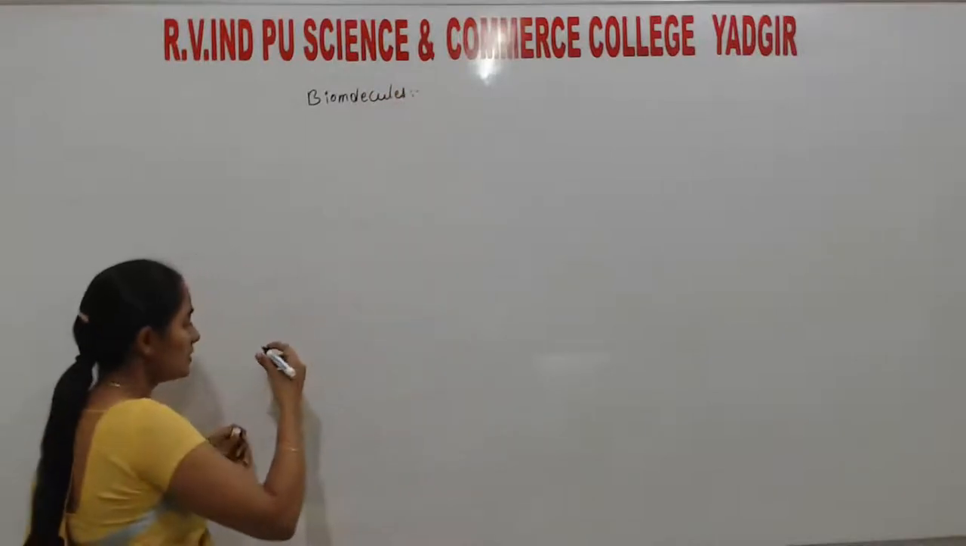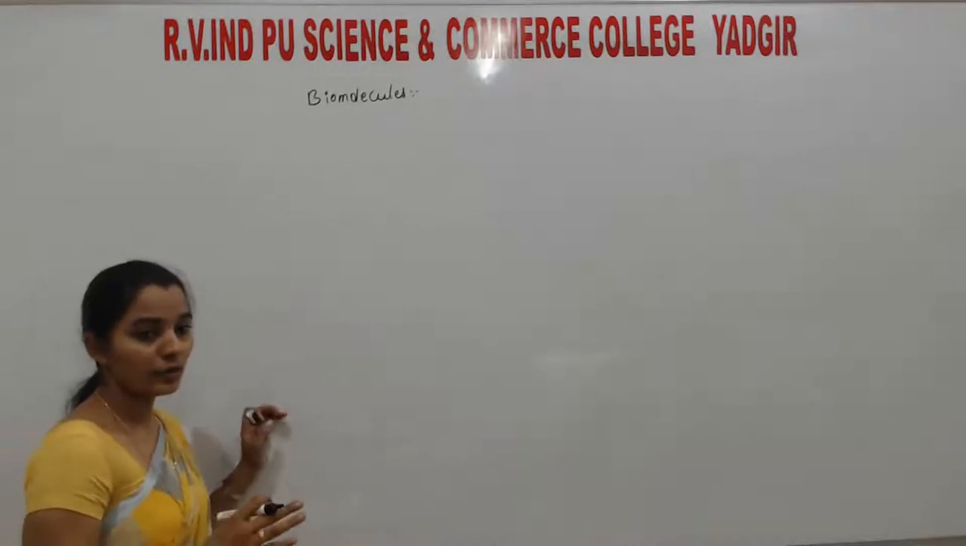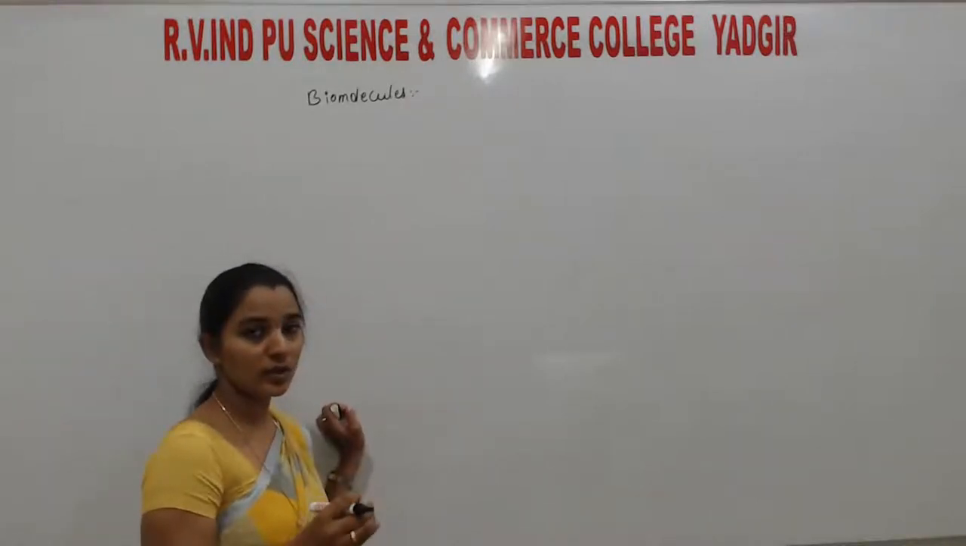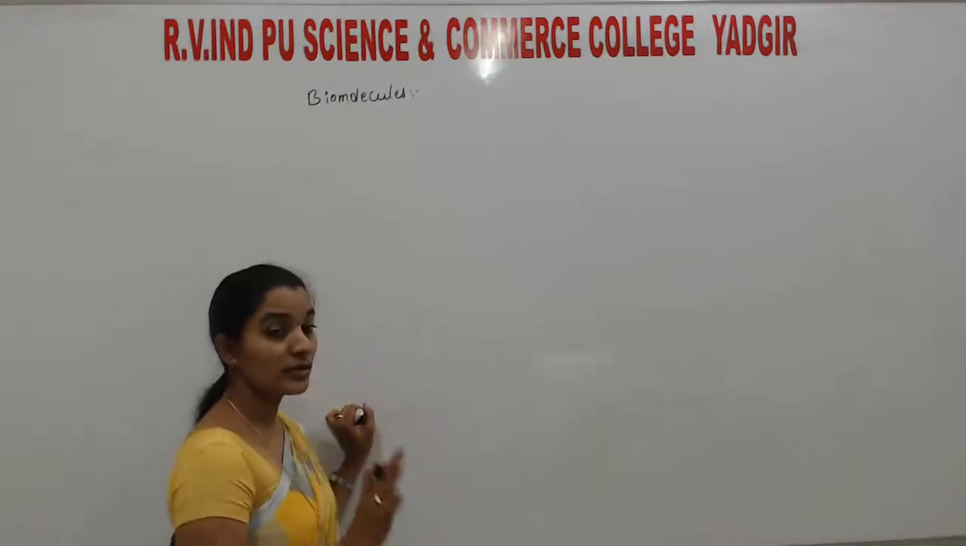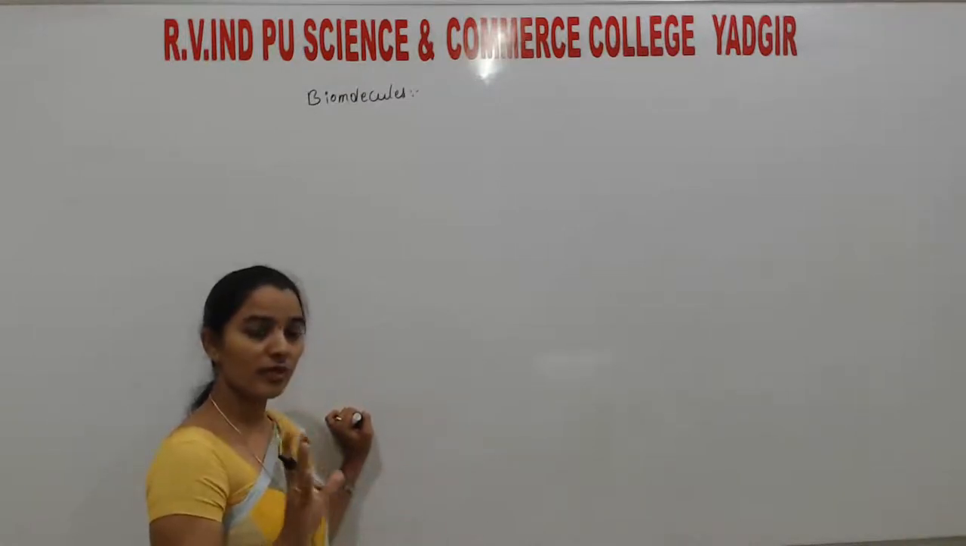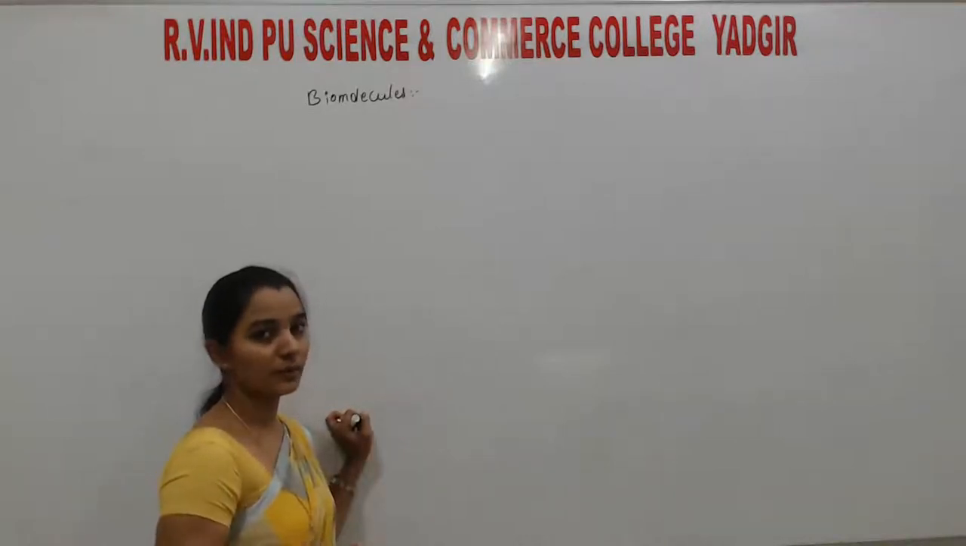So this biomolecules chapter carried 7 marks before. We don't know this year how much it carries because we won't get any blueprints till then. It carries 6 marks: 1 mark one question and 5 marks one question, that is compulsory. In the 5 marks it is 2 plus 2 plus 1.